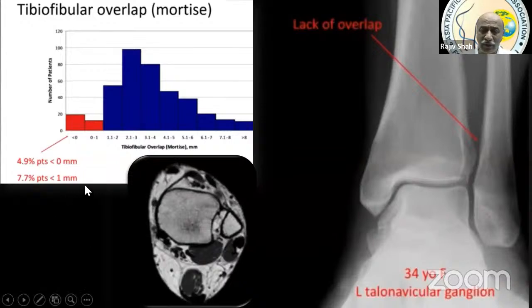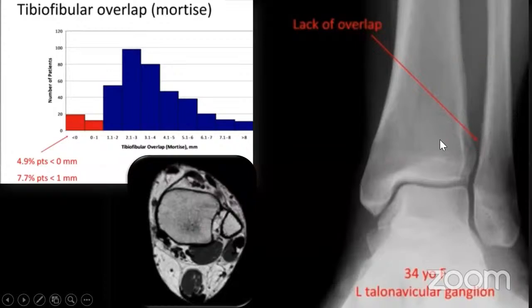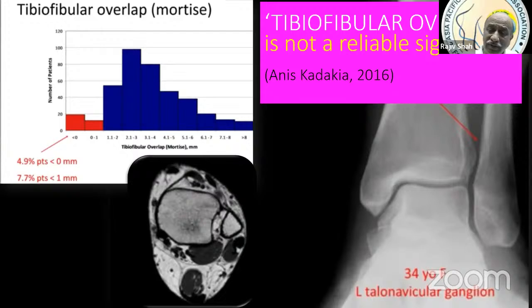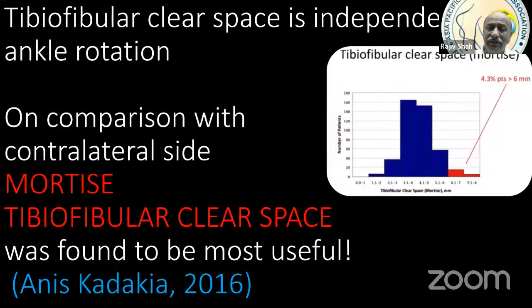The tibiofibular overlap, this was shown by Dr. Anish Kadakia through various cross-sectional study, that in many cases the tibiofibular overlap is not there and patient is not having any trauma. So tibiofibular overlap is a poor sign for us to consider as syndesmotic sign. It is a tibiofibular clear space, which is best modality to just know the syndesmotic instability.